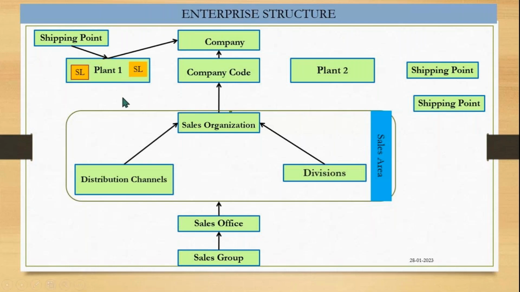Once a plant is defined, it is assigned to company code. One plant can have multiple shipping points. The assignment of plant to sales organization through a distribution channel is called the delivering plant assignment. Very, very, very important point.